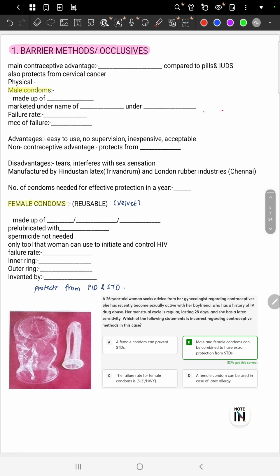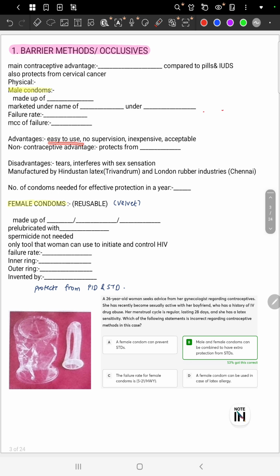Now talking about the first, that is the male condoms. The male condoms are made up of latex. It is marketed under Nirodh, under the social marketing program, which is under the Ministry of Health and Family Welfare. The failure rate of male condoms is 2 to 14 per 100 women years. The most common cause of failure is not the tear of condoms, but the improper usage of condoms.